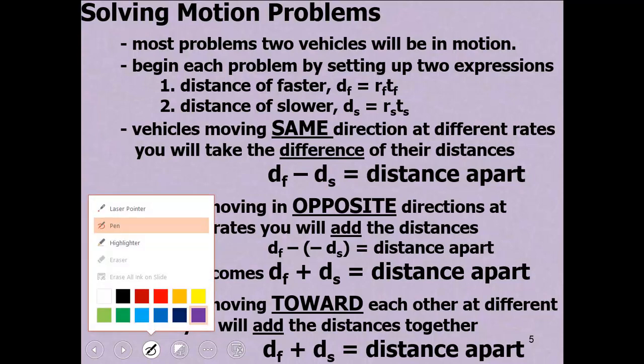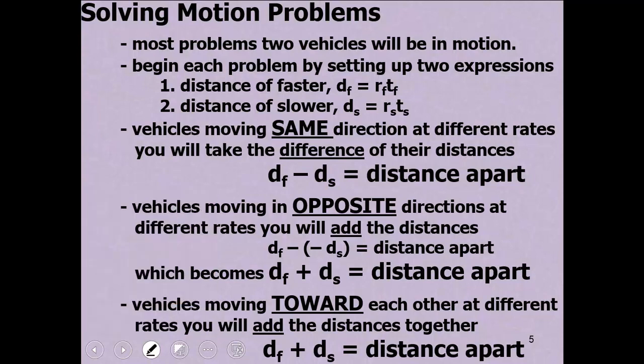All right? So notice what I have here. Let me get my highlighter. Okay? I just have some symbolism to help me keep things straight. This is the distance of my faster vehicle, all right? D with a little f. The little f means nothing other than it tells me information about my fastest vehicle. It's the rate that my fastest vehicle is going times the time it travels, all right?